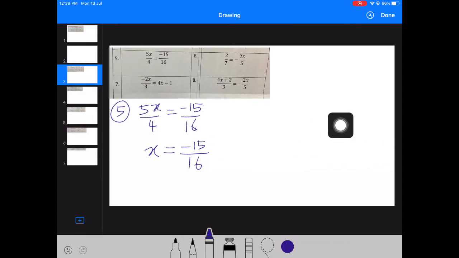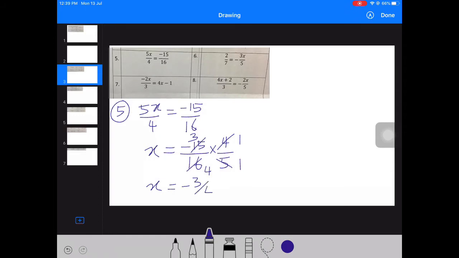Some people used to say we do the cross multiplication. So 4 here you multiply 15, 5 here you multiply 16. So 4 over 5. And then we simplify 5 and 15, 4 and 16. So finally you get x equals negative 3 over 4.